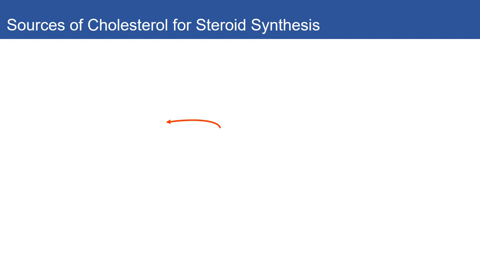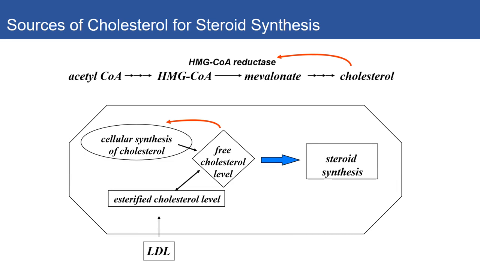So what are the sources? What are the sources that we have? Okay, so what we see here, we can either scavenge cholesterol in our diets. We have a free cholesterol level, which you see right there, or we can have cellular synthesis of cholesterol. We have LDL receptors that can uptake it, and then that goes into free cholesterol, or we can synthesize cholesterol with a pathway using acetyl-CoA.